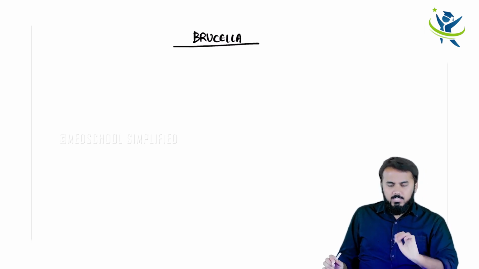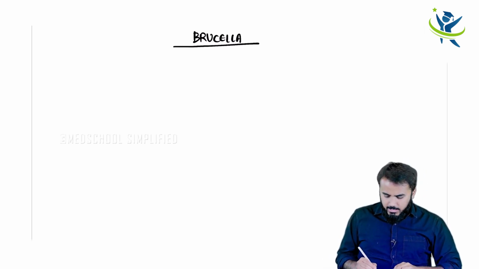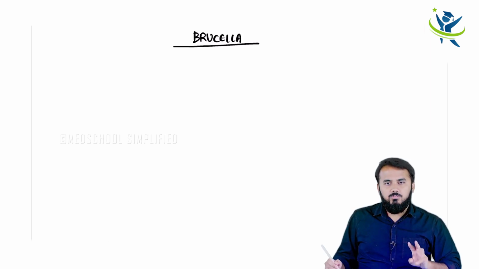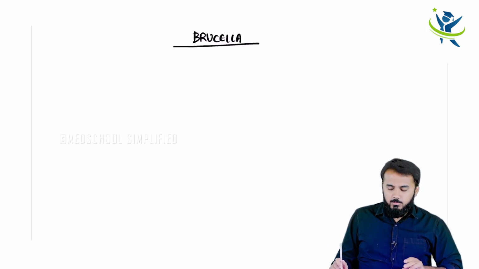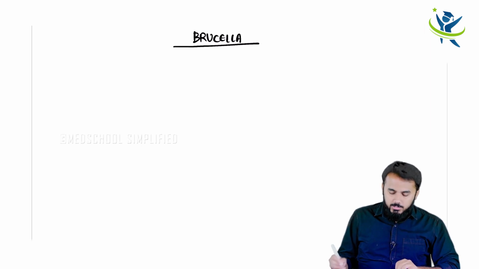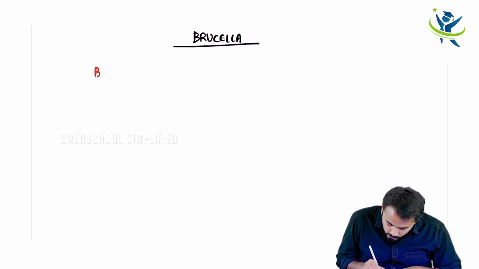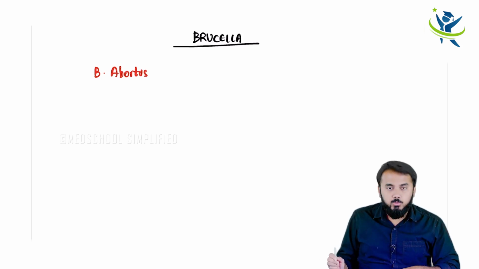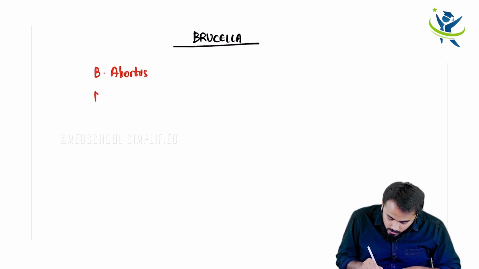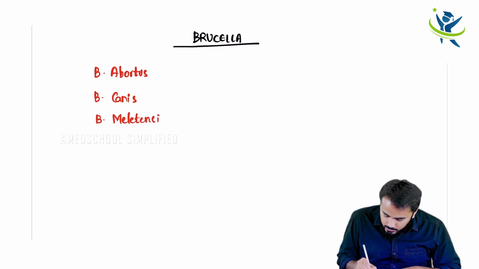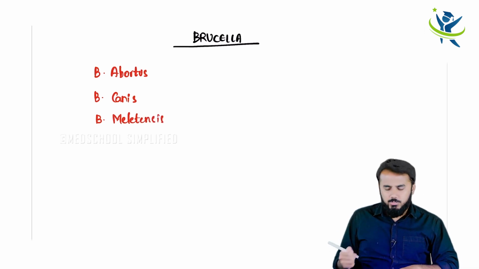First thing, as I already told you, there are basically three different species within Brucella. One is called Brucella abortus. The second one is called Brucella canis, right? And the third one is called Brucella melitensis. So these are the three basic species of Brucella.